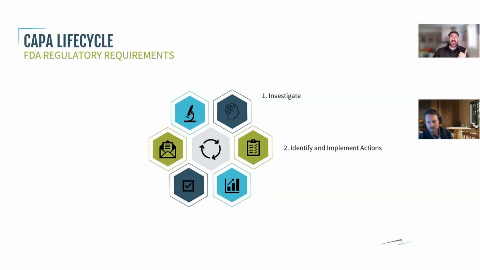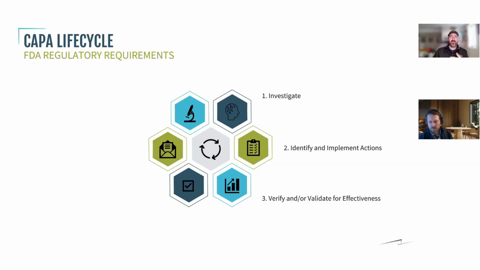From there, we move into identify and implement actions. So this is our immediate correction and our root cause analysis. We're potentially holding a bad product, reserving a bad product, we're adjusting equipment, and then we're digging deeper to identify where the failure was. Was it training, equipment, materials? Are there environmental factors? Why did our controls fail?